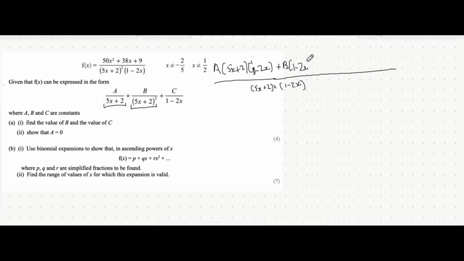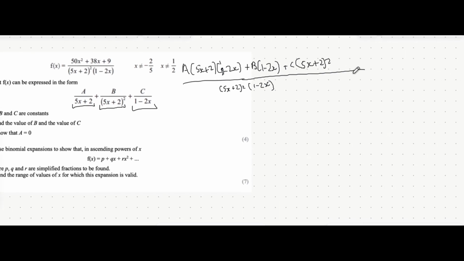Applying that same concept to the c term, it already has a 1 minus 2x in the denominator, so we have to multiply 5x plus 2 all squared onto both numerator and denominator in order for us to write in this fractional format. So let's do that. c lots of 5x plus 2 all squared. Now that we have this fraction, we want to compare it to the answer that we want to relate it to. So 50x squared plus 38x plus 9 over this denominator that we made everything equal to, 5x plus 2 squared multiplied by 1 minus 2x.